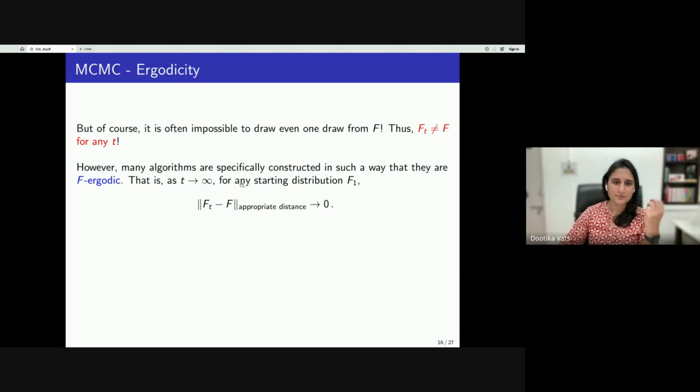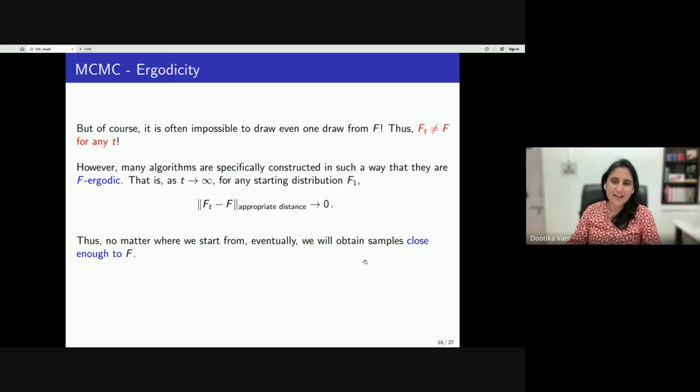What does that mean? It means that as time goes to infinity, for any starting distribution F1, give me any starting distribution for the Markov chain, and let's study the distribution at time t, which is Ft, and its difference from the target distribution F. And let's measure that in some appropriate distance. I don't want to go into technical math here, but let's measure how far Ft is from F. Well, that distance goes to 0 as t goes to infinity. What that means is that as you keep running the Markov chain for longer and longer, I'm going to get my samples approximately from F.